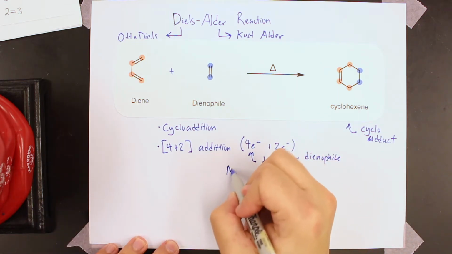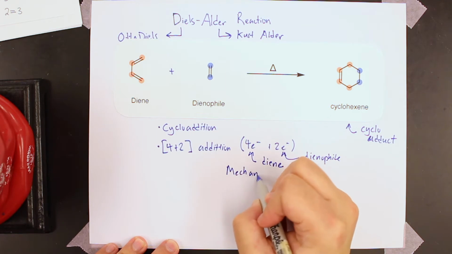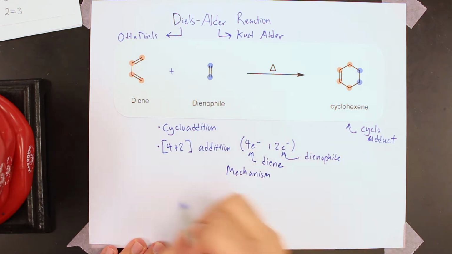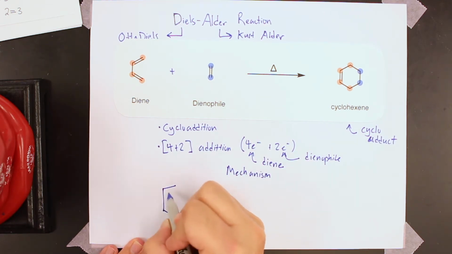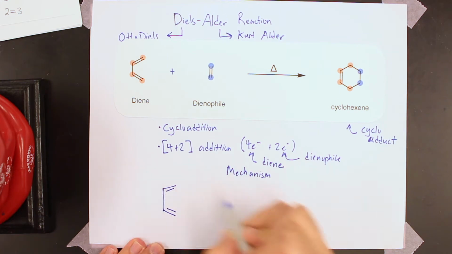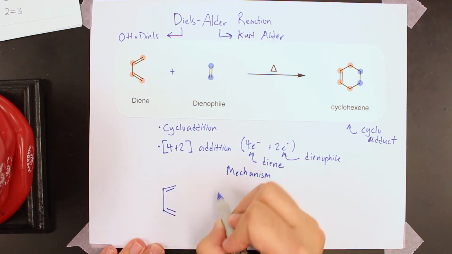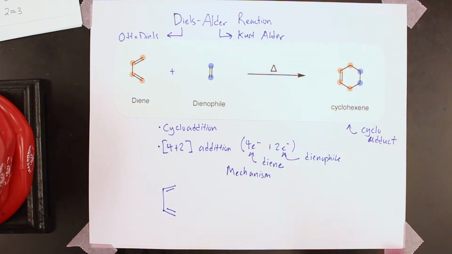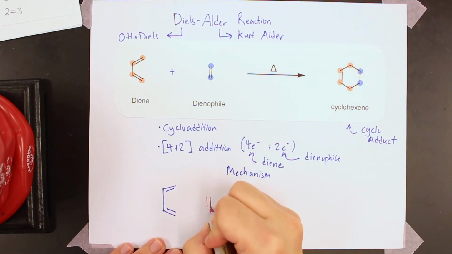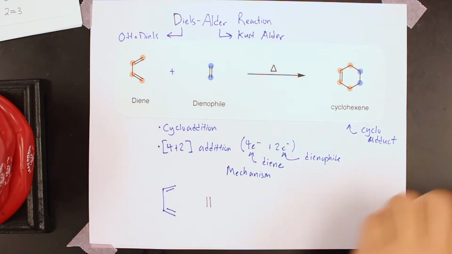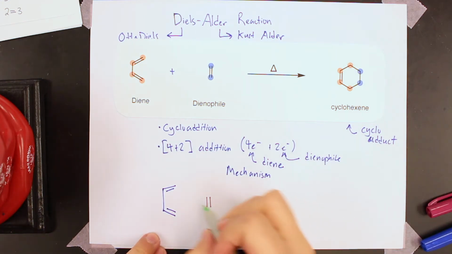Let's briefly touch on the mechanism. So what are the curly arrows that describe how this reaction occurs? So I'm just going to redraw the two components here. So I put the diene in blue, okay, and then I'll put the dienophile in red, okay. And the arrows look something like this.